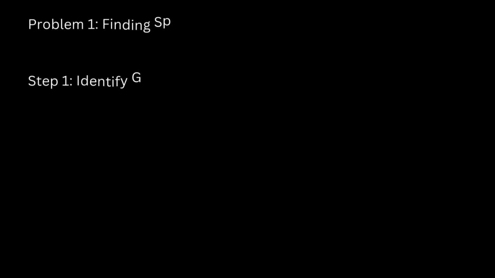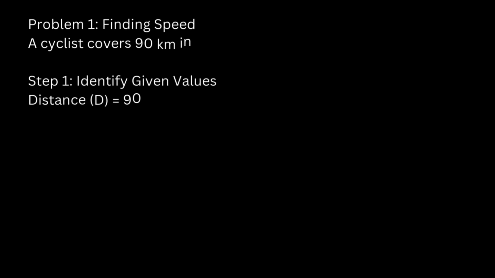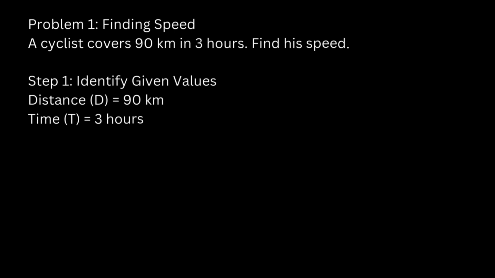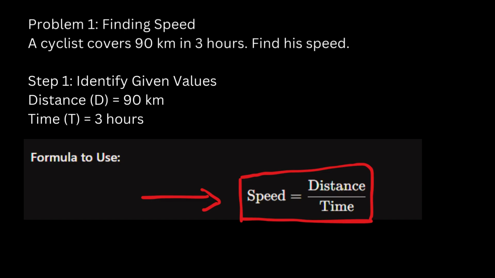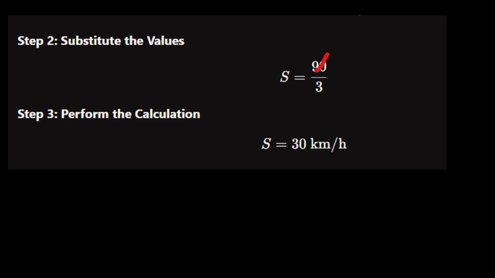Finding a speed. A cyclist covers 90 km in 3 hours. Find his speed. So first identify the given values. Distance is equal to 90 km and time is equal to 3 hours. So our formula is speed is equal to distance by time. Let's substitute the values. S is equal to 90 by 3. If we perform the calculation, we got an output of 30.